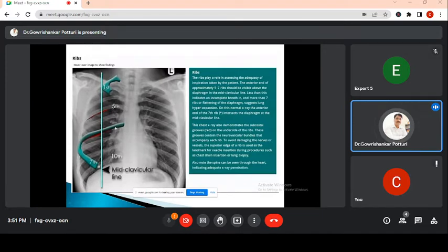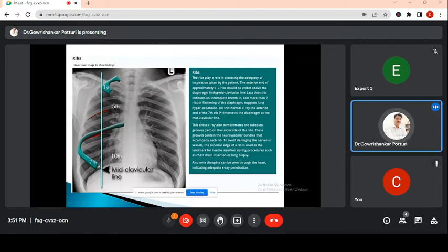See, you check which rib is intersecting the diaphragm. Usually the seventh rib should be intersecting the diaphragm at the mid-clavicular line. Then it is normal, good inspiration. The ribs play a role in assessing the adequacy of inspiration taken by the patient.